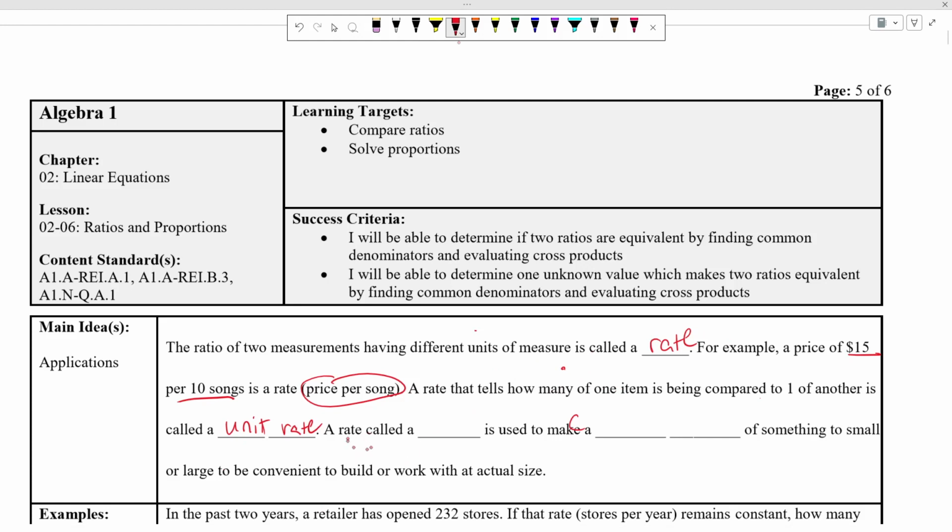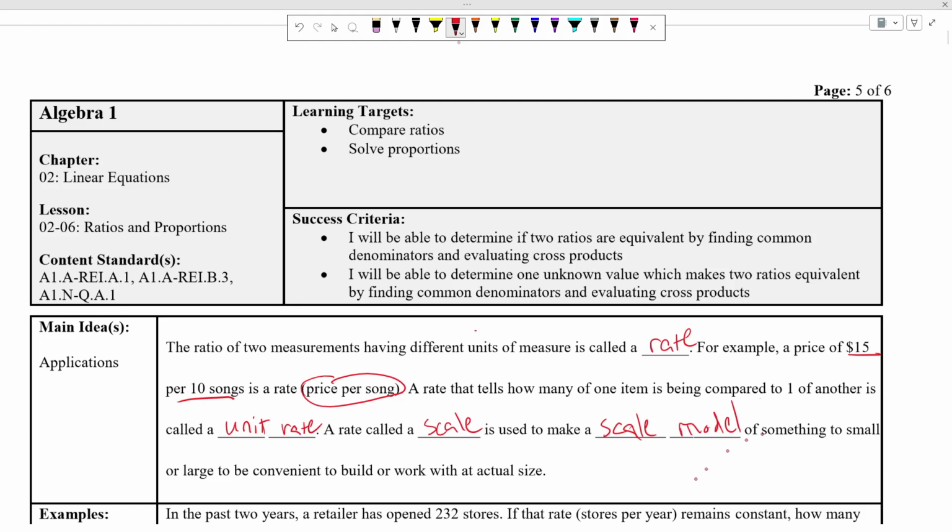Let's talk about a rate called a scale. With maps and factories, when you build things out, you prototype things out, there's this rate that is often called a scale, and it is used to make a scale model of something. Like I said, a map is a good application of this. Things that you may build in a factory that you prototype are really good examples of scale models.